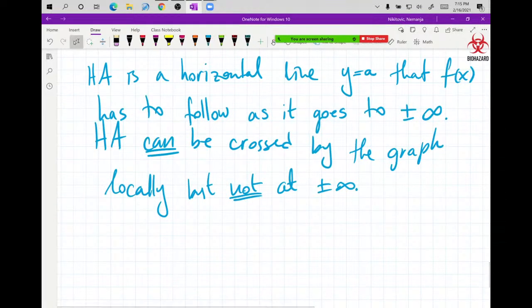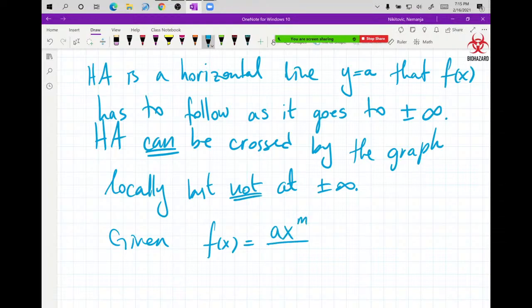Now, the rules, because you guys don't have the concept of something called limit from calculus, so you will have to deal with rules. Three rules to help you. Given f of x equal to, let's say, a x to the m divided by b x to the n. So these are the leading terms, the ones with the highest exponent. We don't care about the other ones.